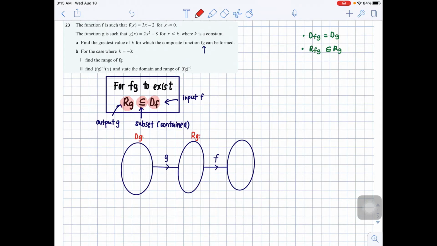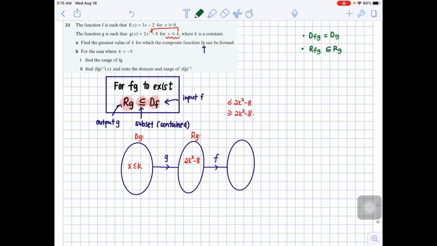What is the domain of the g? The input of the g, x less than or equal to k. So if you substitute such values into the g, what is the output? You take the k and you place it inside here. So you will get 2k squared minus 8. But what you are not sure about now is, will it be less than or equal to 2k squared minus 8, or should I write more than or equal to 2k squared minus 8? Hold on to this.